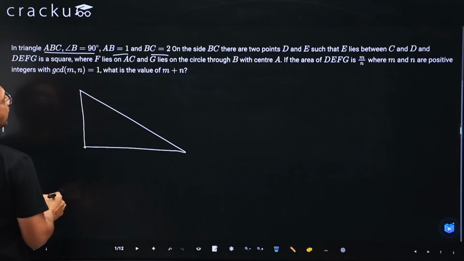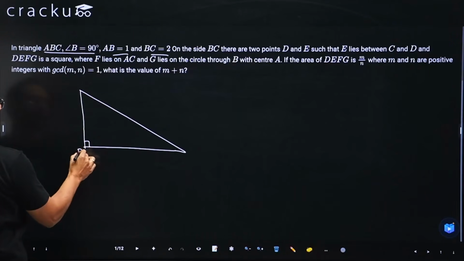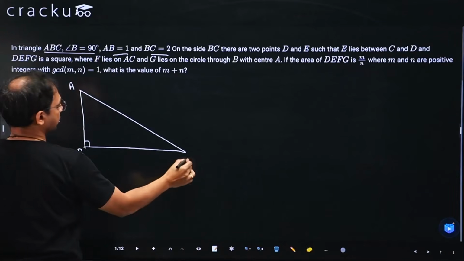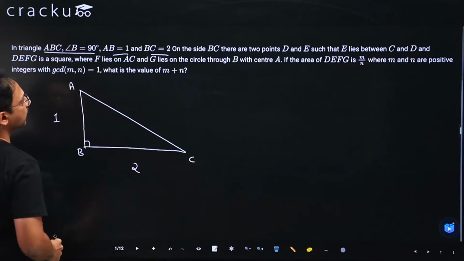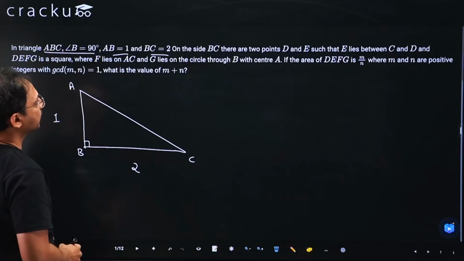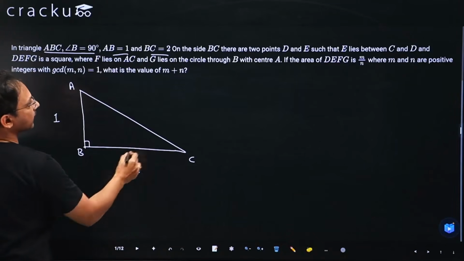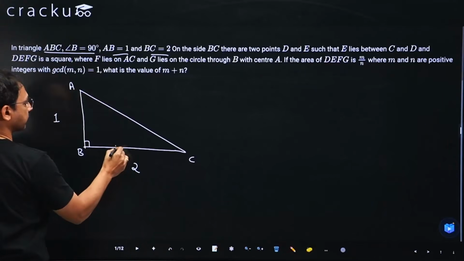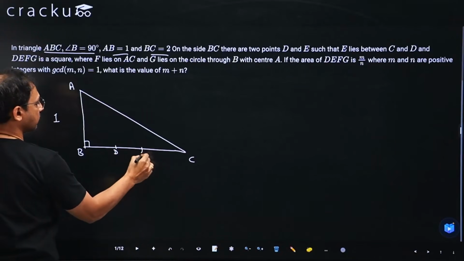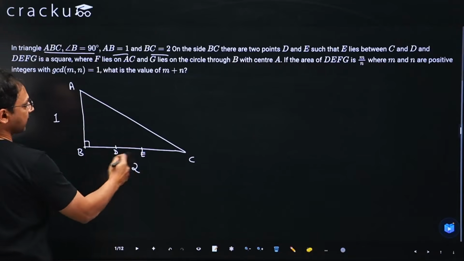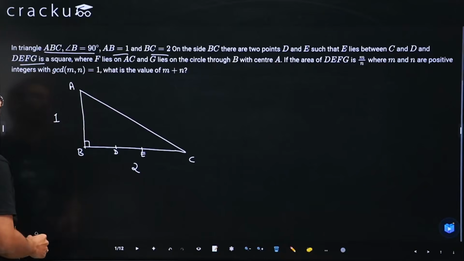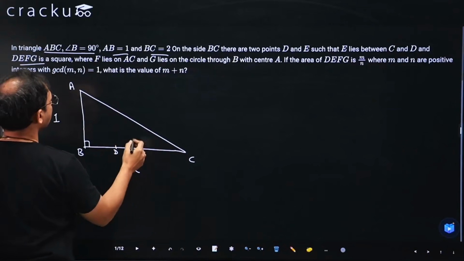Consider a right angle triangle. B is 90 degrees, AB is 1 and BC is 2. On the side BC, there are 2 points D and E such that E lies between C and D. We have something like this. E lies between C and D. And DEFG is a square where F lies on AC.